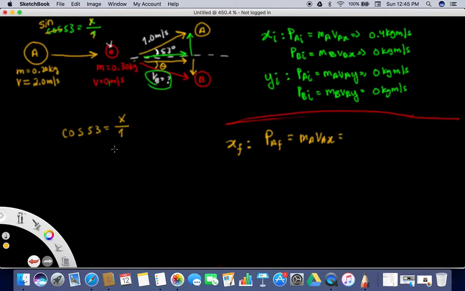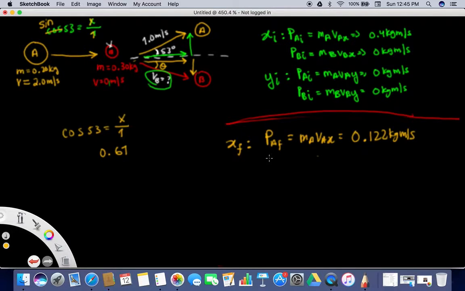Let's type that into our calculators. The cosine of 53 will be roughly around 0.61. So our horizontal velocity component is going to be about 0.61 meters per second. If we multiply that by our mass, so 0.61 times our mass, which is 0.2, we'll get a momentum of 0.122 kilogram meters per second.